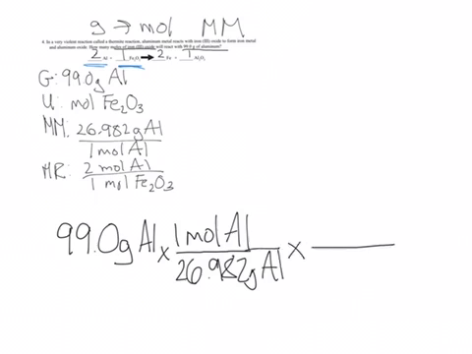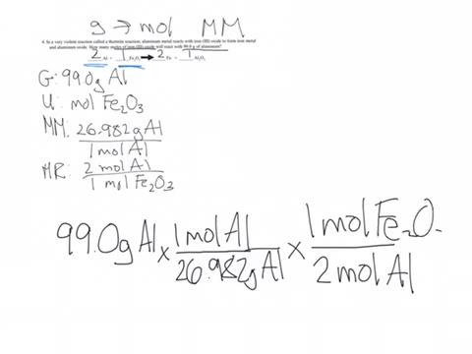All right. But our problem asks for moles of iron 3 oxide, not moles of aluminum, so we need one more step. And here comes our mole ratio, because once we're in moles, we can go from one substance to another. Remember, the unit you're trying to cancel out goes on the bottom, and the unit you want goes on top. So because we're trying to cancel out the unit of moles of aluminum, this 2 moles of aluminum goes on the bottom, and our 1 mole of iron 3 oxide would go on top.